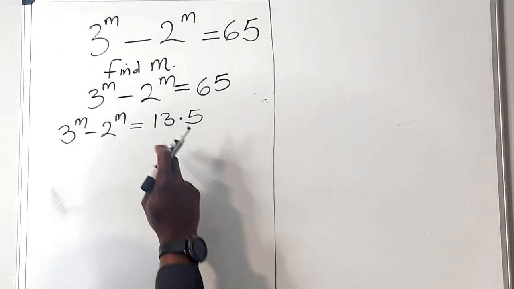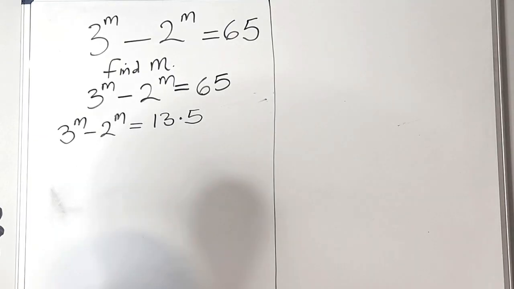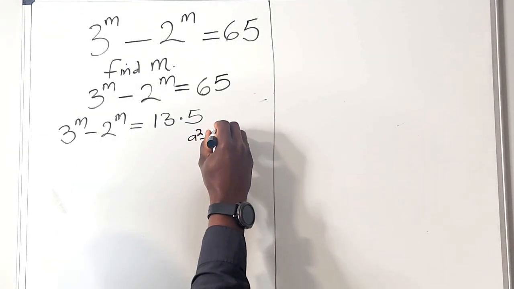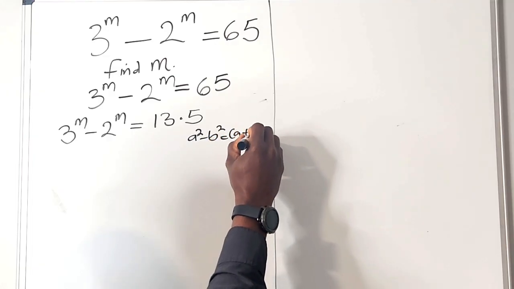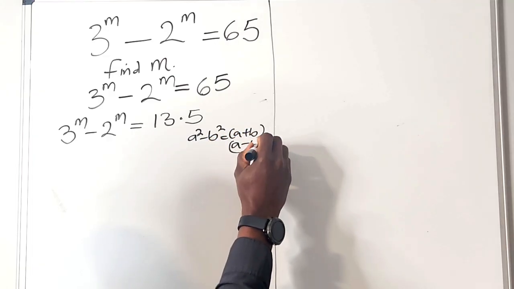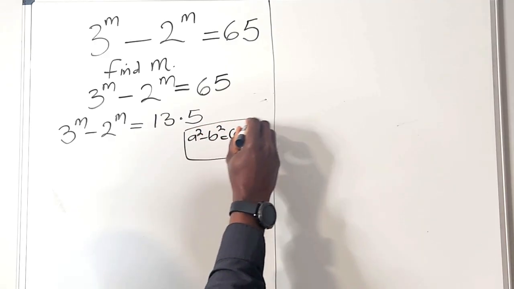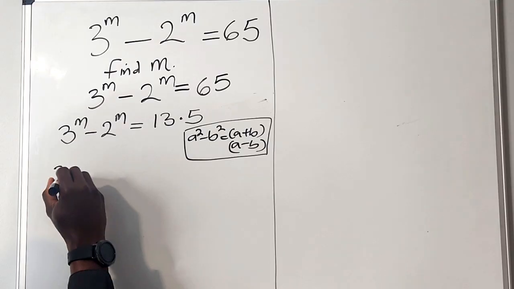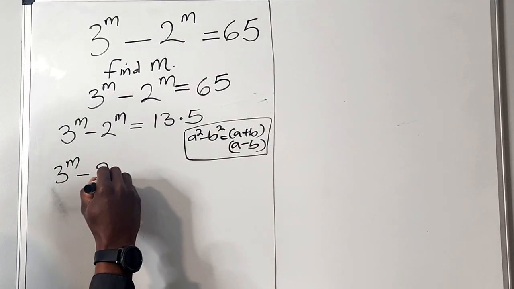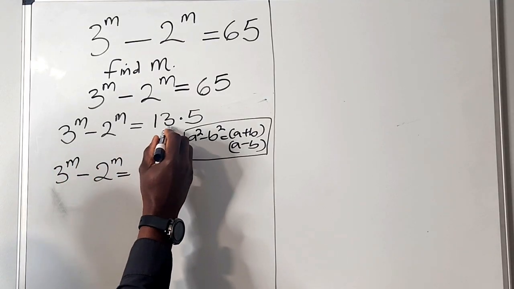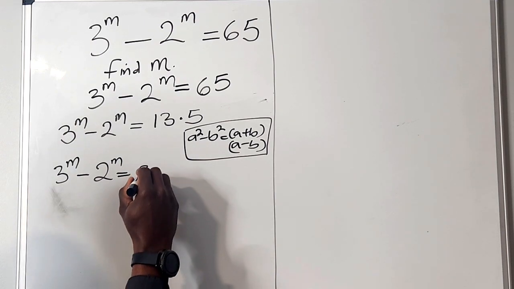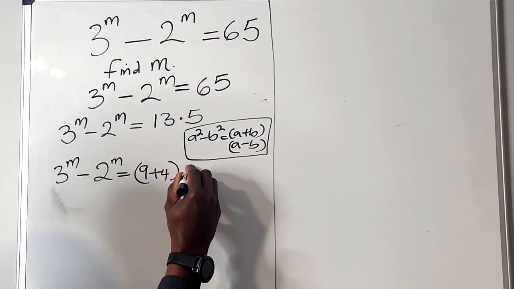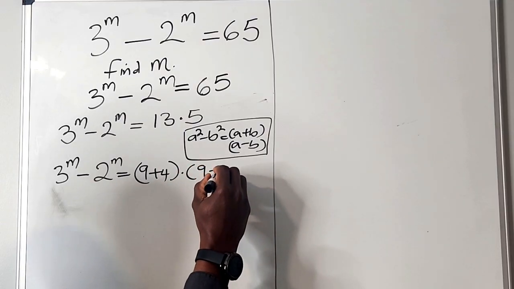Now, let's try to rewrite this in the form of a squared minus b squared equals (a plus b)(a minus b). Let's try to rewrite this side into this format. So we have 3^m minus 2^m equals, 13 is the same thing as 9 plus 4, and 5 is the same thing as 9 minus 4.